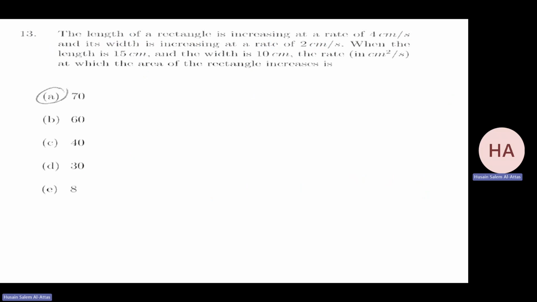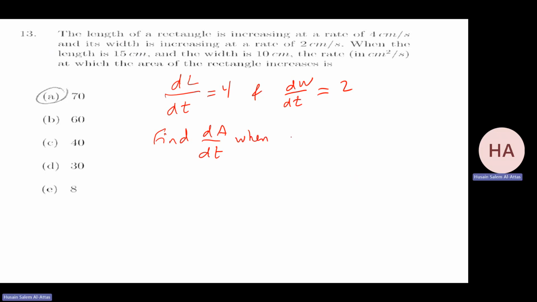The rectangle is increasing at this rate. I know the length of the rectangle. As usual, we call the length L and the width W. The length rate equals 4, and also the width is increasing at this rate. So both are increasing. Find dA by dt when L equals 15 and W equals 10.